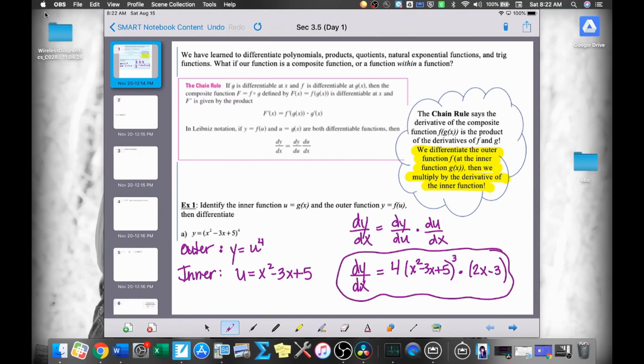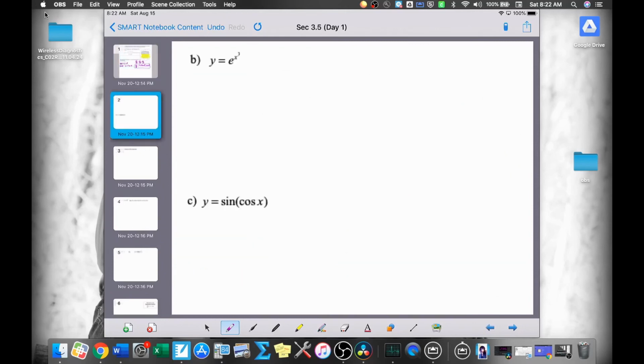Let's take a look at letter B. We have y equals e to the x cubed. So again, we have to figure out what is our outer function here and what is our inner function. For this particular problem, our outer function is going to be e to the u power. And our inner function is going to be that exponent, which in this case is u equals x cubed.